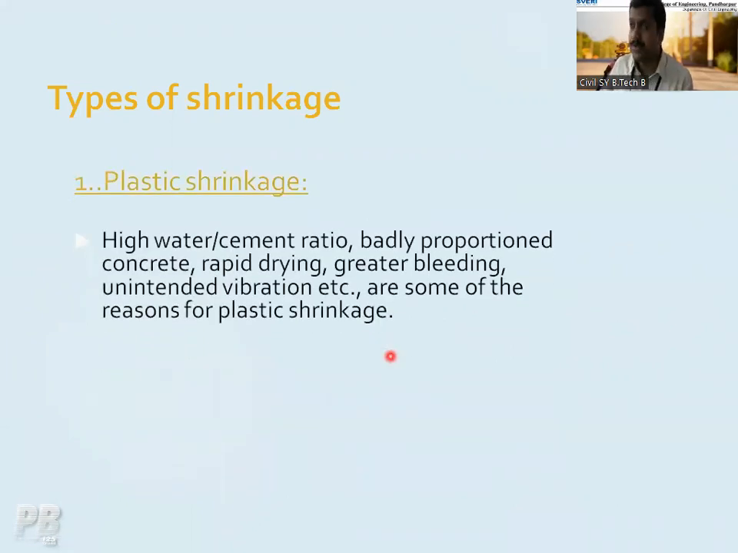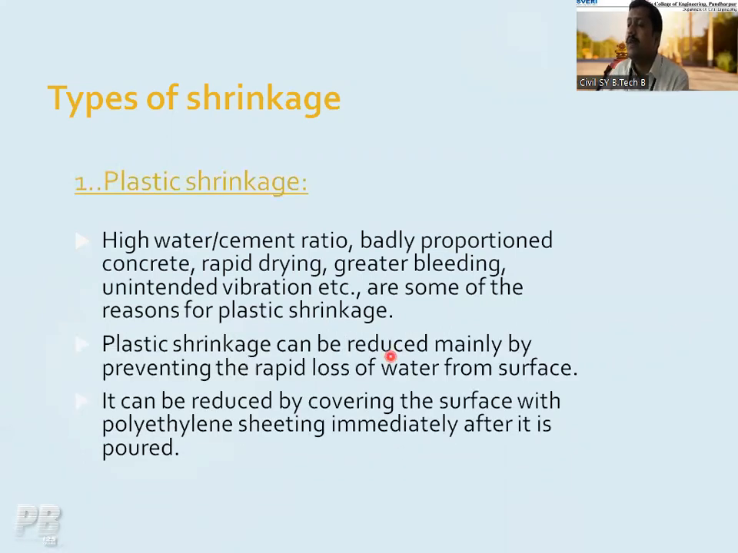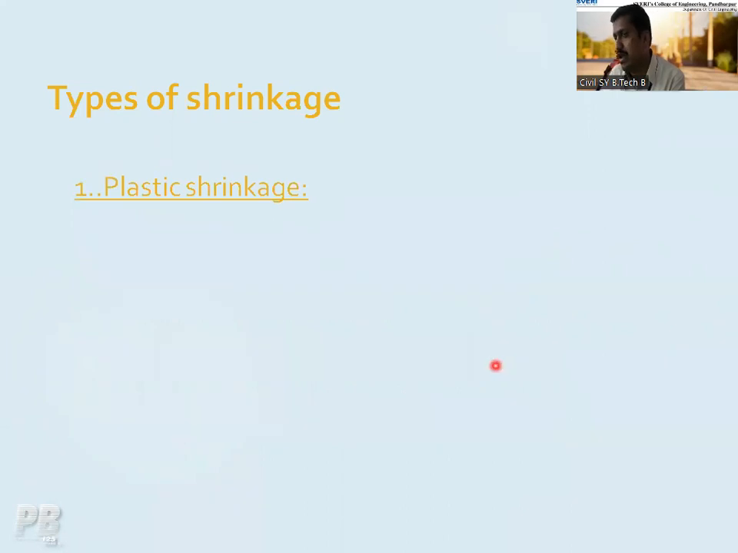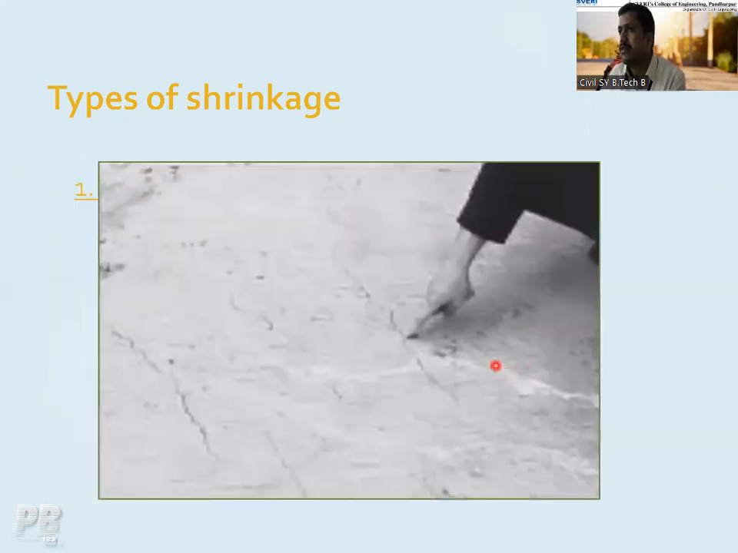What are the reasons for the happening of this plastic shrinkage? High water to cement ratio, badly proportioned concrete, rapid drying, greater bleeding, or unintended vibrations are some of the reasons for plastic shrinkage. Plastic shrinkage can be reduced mainly by preventing the rapid loss of water from the surface. It can be reduced by covering the surface with a polyethylene sheet immediately after it has been poured in the concrete structure. So you can just protect it.